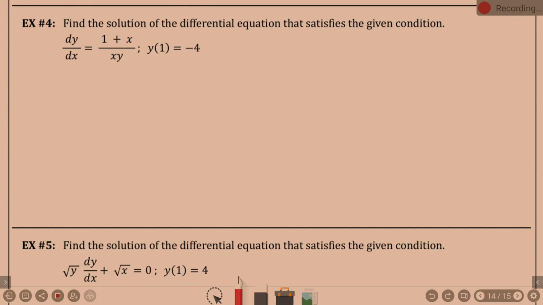Find the solution of the differential equation that satisfies the given condition. So basically, find your general solution, then find your particular solution. Yes? You don't like this one? We haven't even started.